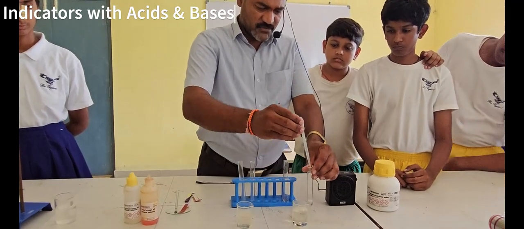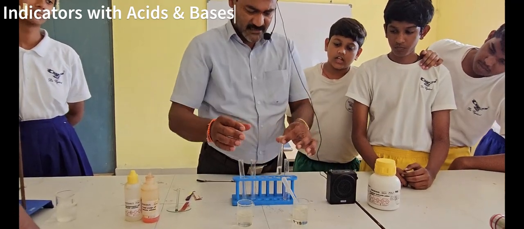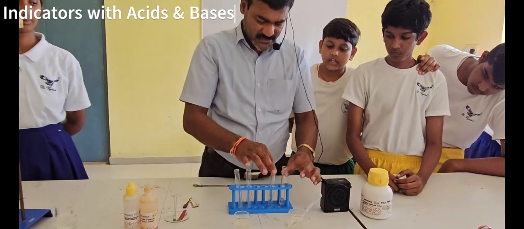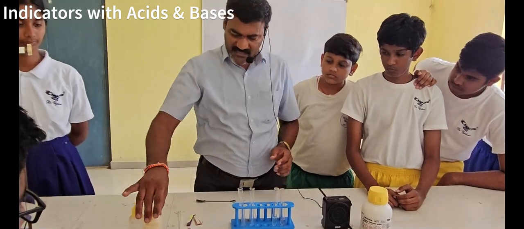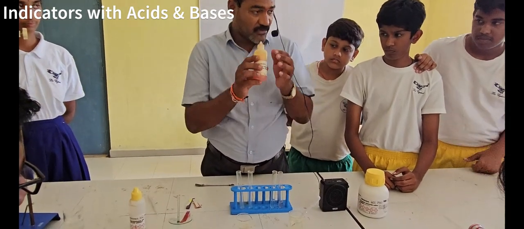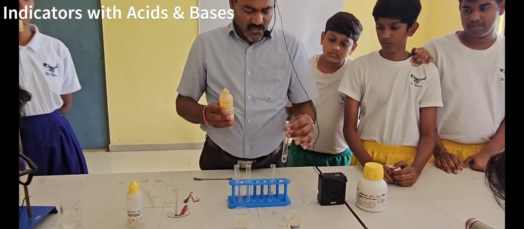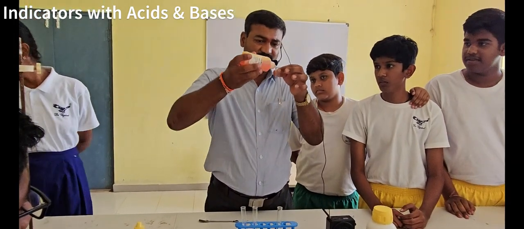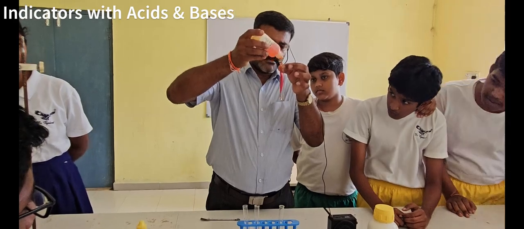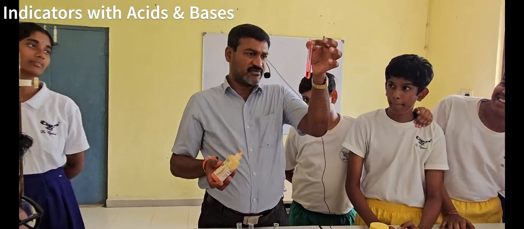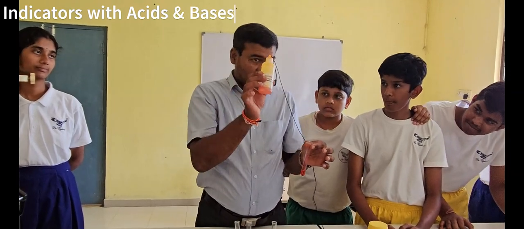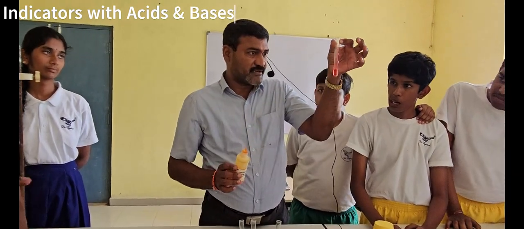So in both the test tubes, what did I do? I took acid. In both these test tubes, it is acid, hydrochloric acid. Now we will see its color with methyl orange. Methyl orange. What color will you expect with this methyl orange with acid? Red. It is red. It's actually orange color. Look at this orange color. It turns to red with acid.